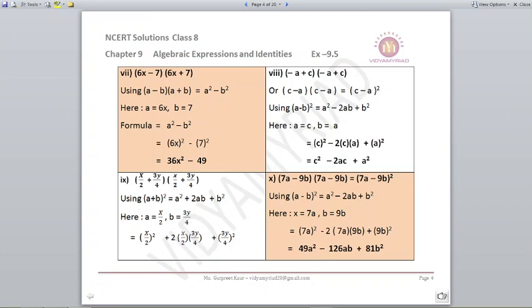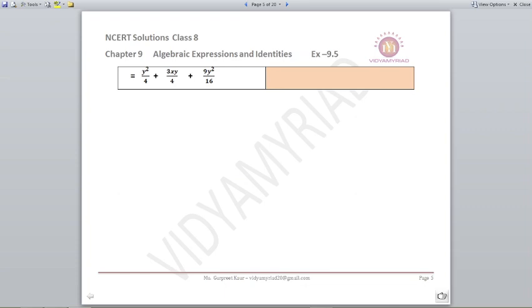So it becomes (x upon 2) the whole square plus 2 into x upon 2 into 3y upon 4 plus (3y upon 4) the whole square. Let us see the answer. You get your answer as x square upon 4 plus 3xy upon 4 plus 9y square upon 16.